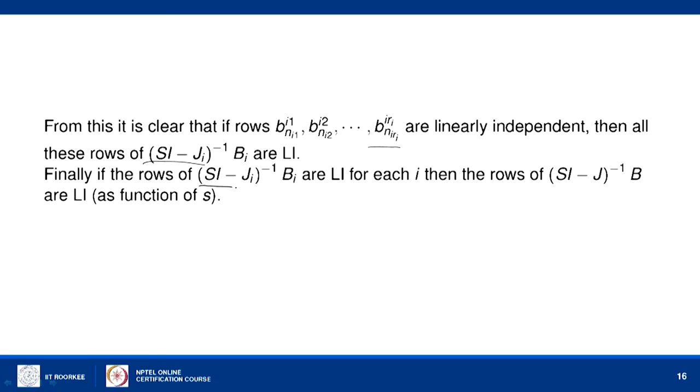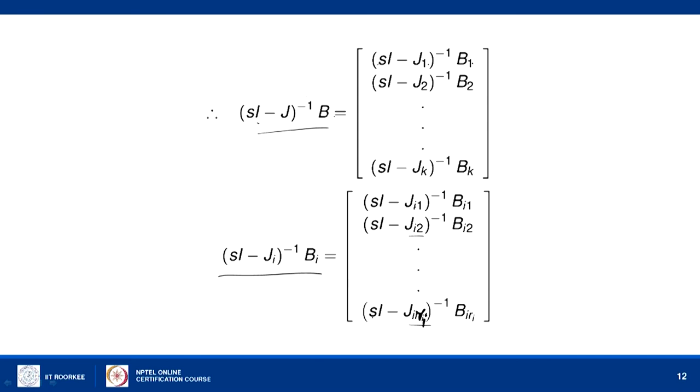And similarly, if for each i, (sI minus J_i) inverse B_i has linearly independent rows, then the entire matrix (sI minus J) inverse B is also linearly independent. That can be seen from here, (sI minus J) inverse B is given by this one. So, for each i, the rows of each block are linearly independent, and since J_1, J_2 are all made up of different eigenvalues, the first block is made up of eigenvalue lambda_1, and the second block will have lambda_2.